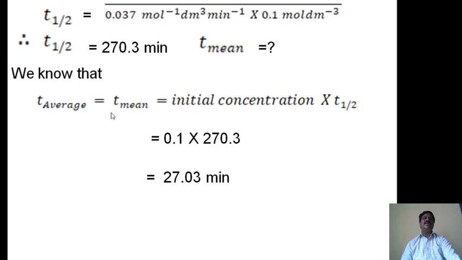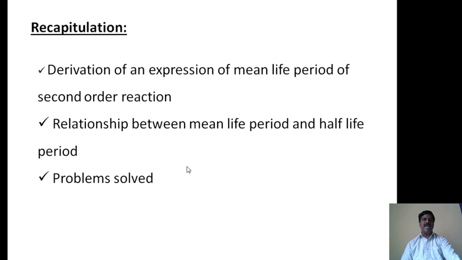By knowing this value, you also have to calculate the mean life period. We know that the mean life period, or average life period, is equal to the initial concentration into the half life period. Therefore, you put the initial concentration as 0.1 and the half life period of the second order reaction as 270.3. After multiplication, we will get 27.03 minutes, and this is the mean life period of this reaction.